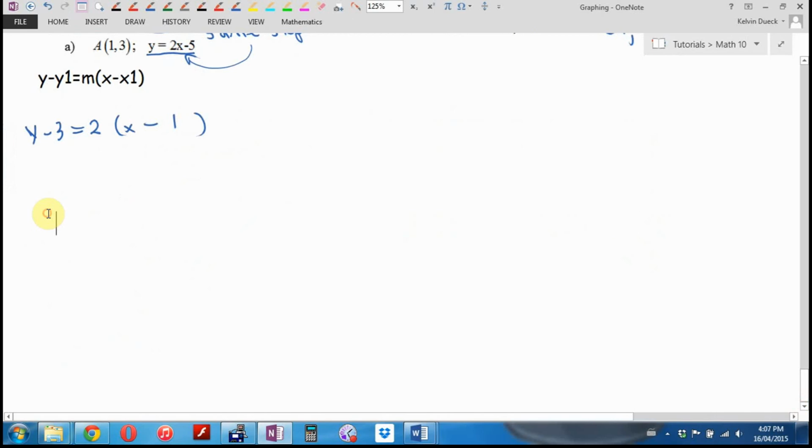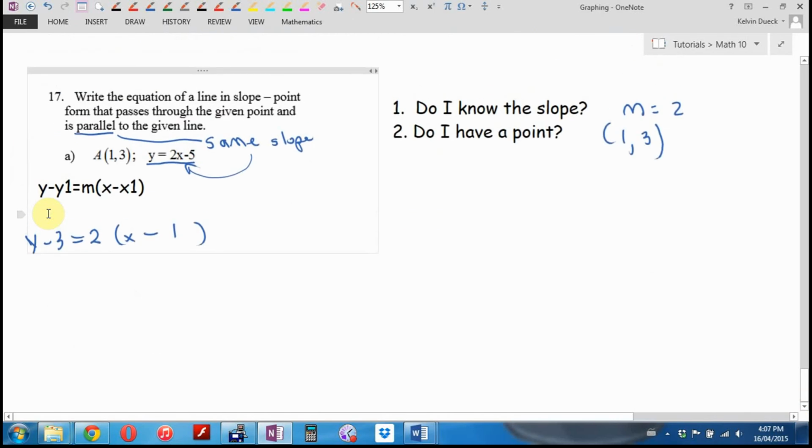So is that the answer? I don't know. But it says to me, write the equation of a line in what? What form? That is in slope point form. That is the answer. So I'm just wondering, what's with that -5? Is that just there? That is a totally different line, but that line has the same slope.